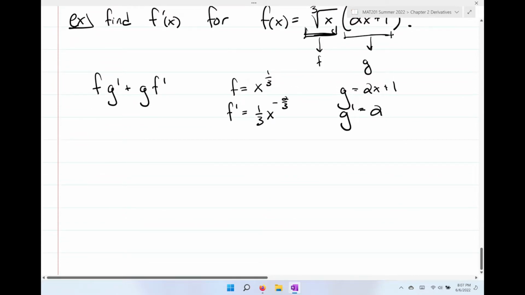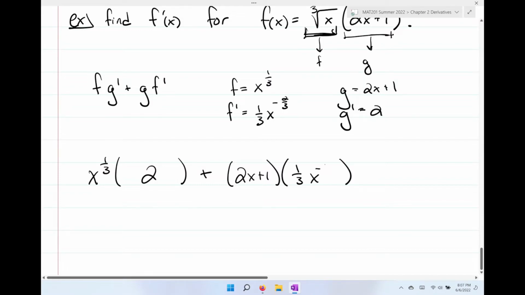And then we just make our substitution. So f, x to the 1/3, times g prime, which is 2, plus g, which is 2x plus 1, times f prime, which is 1/3 x to the negative 2/3.